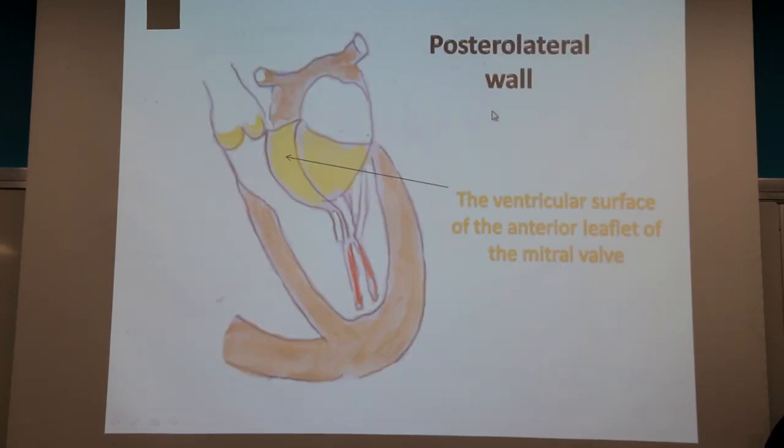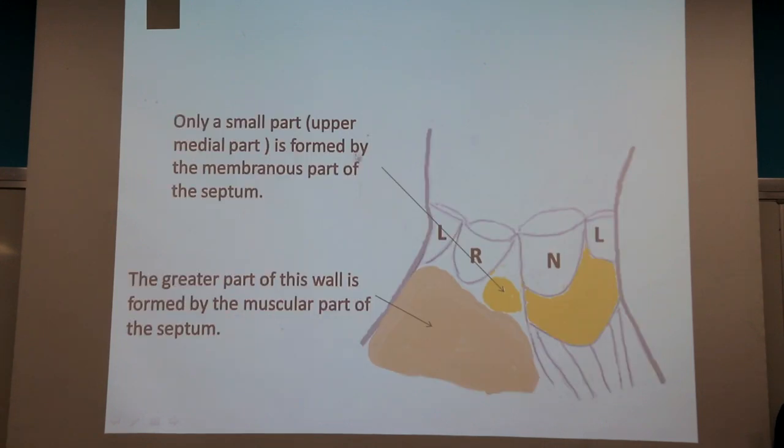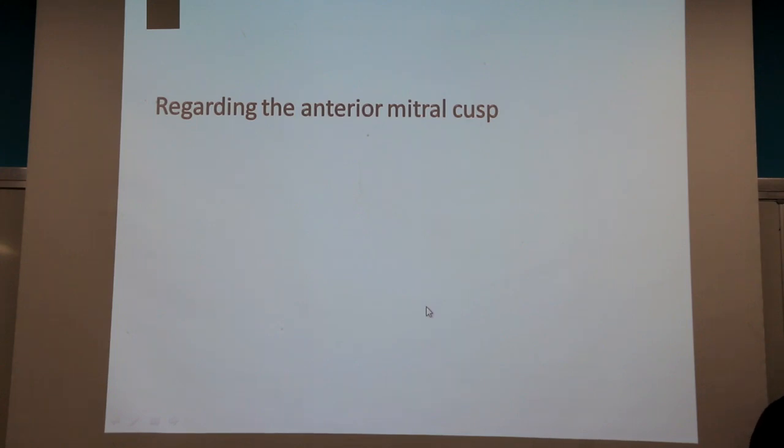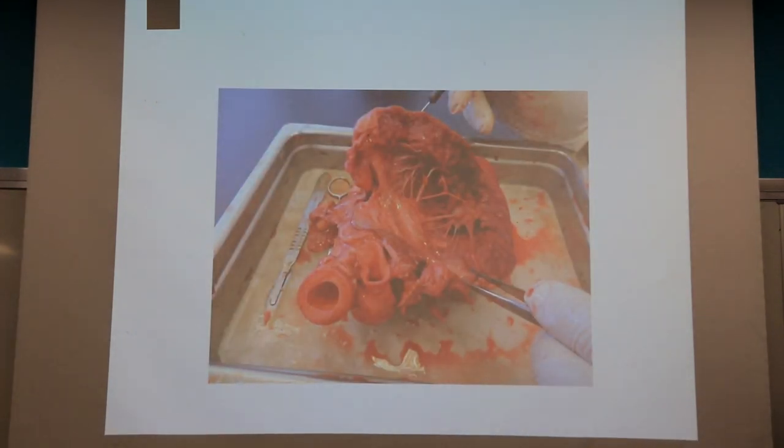So here is the septal wall, where you can see the membranous septum and muscular septum, while the posterolateral wall is composed of the ventricular surface of the anterior cusp of the mitral valve. Here is the membranous septum and here is the muscular septum, only a small part is membranous. Regarding the anterior mitral cusp, it has very important functions. Here is the anterior mitral cusp.